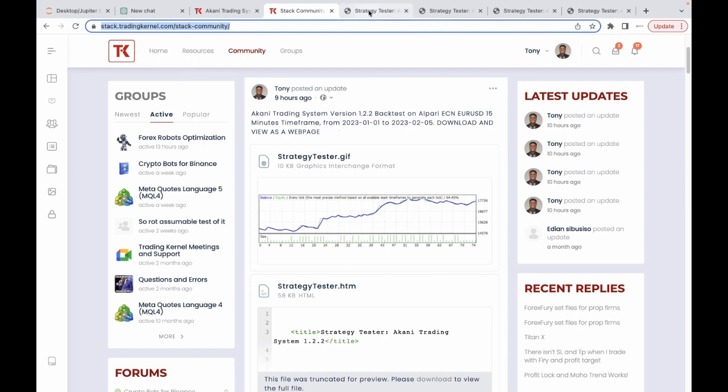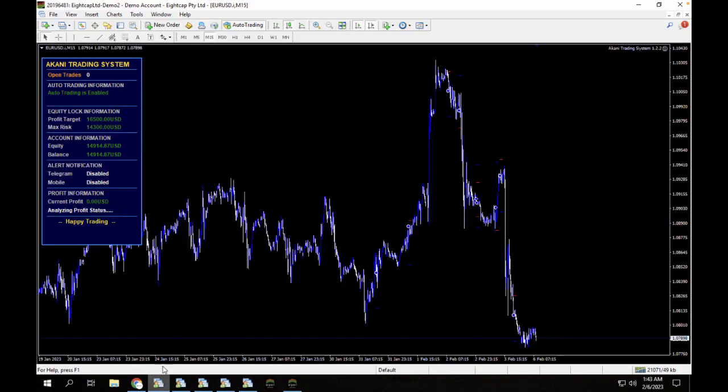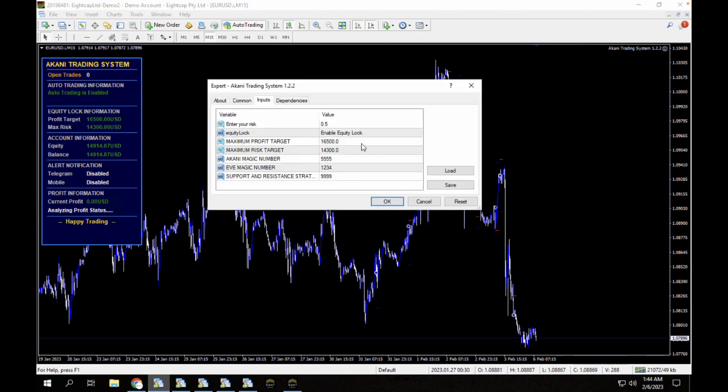So let's proceed to just look at the installation here. Alright, you can see here the Akani Trading System is default. Let's just look at the properties of this expert advisor. As you can see, I'm currently using a risk of 0.5%, and equity lock is enabled. Right, my profit target is to actually pass the FTMO, right, so 16,500.